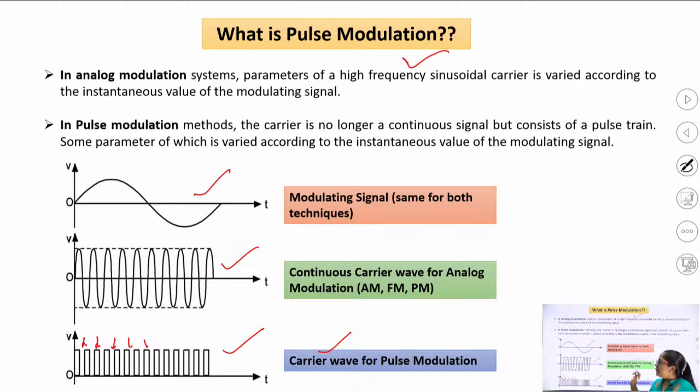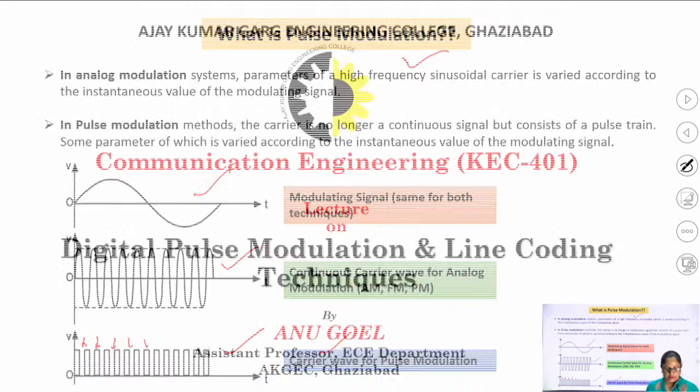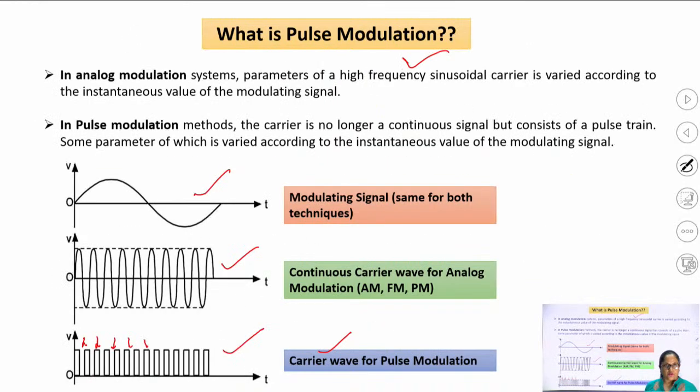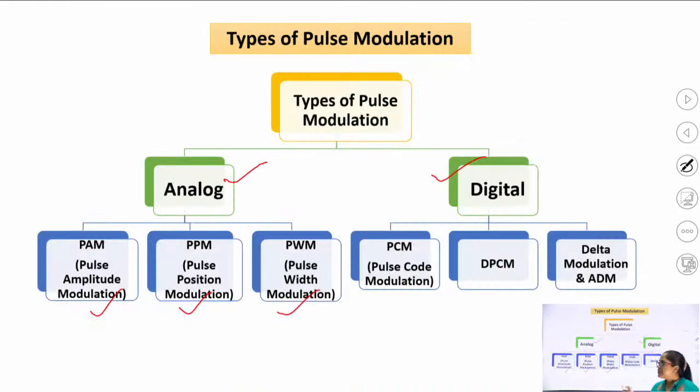Okay. Pulse width modulation. What is pulse width modulation? Here, if the width of these pulses varies according to the variation in the amplitude of our information, then it becomes pulse width modulation. So these three categories of pulse modulation come under the category of analog pulse modulation, that is PAM, PPM and PWM.